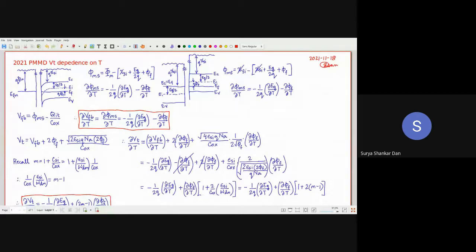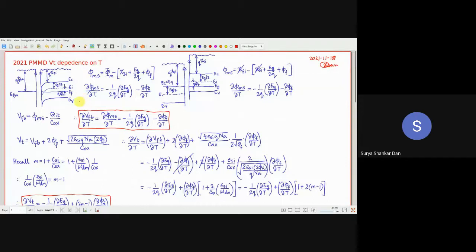Welcome to this lecture in which we are going to develop the model and understand the physics based analysis of the VT dependence on temperature. So we want to find out how the threshold voltage varies as that operating temperature changes. That's a very vital concept to keep in mind when you are designing circuits.